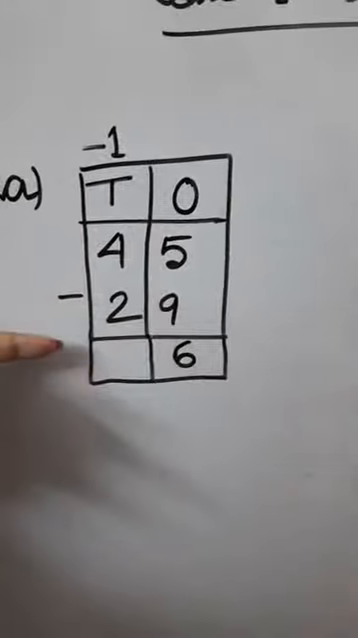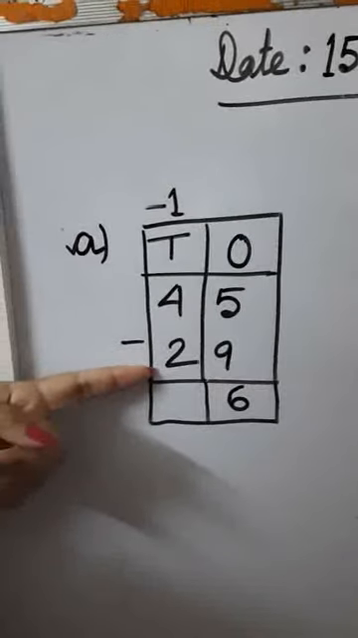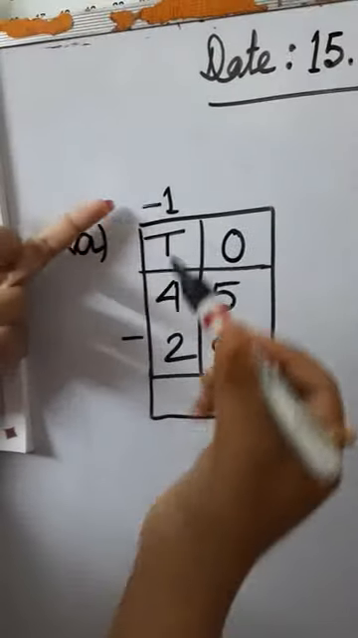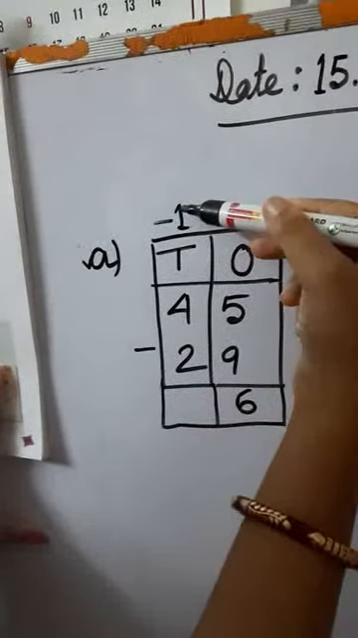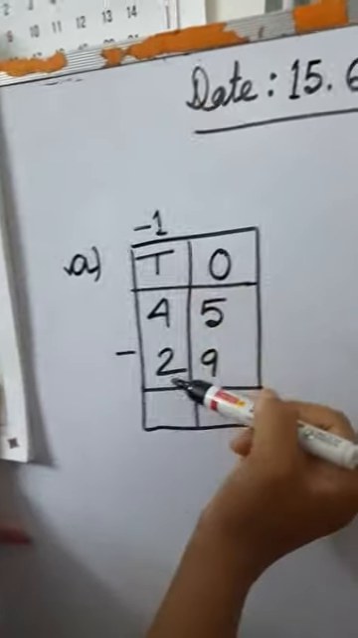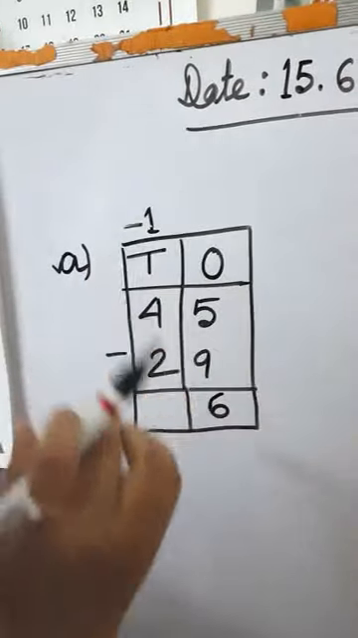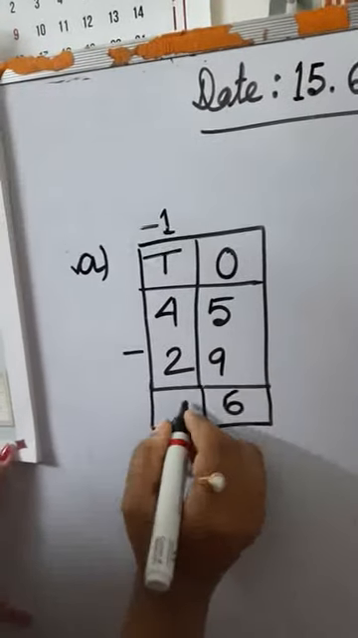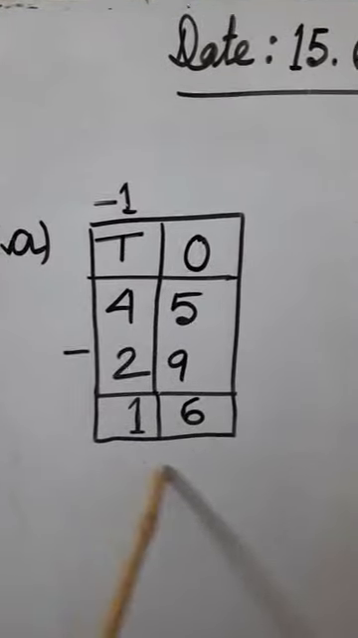Now we do the tens place subtraction, where the numbers given are 4 and 2. Please remember, my dear students, first we have minus 1 and minus 2, so we add these two, 2 and 1, because both have minus signs. 2 and 1 is 3. So we subtract 4 minus 3, that is 1. So the answer we get is 16.